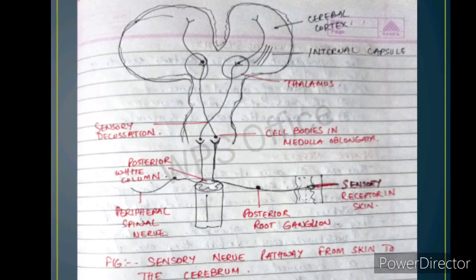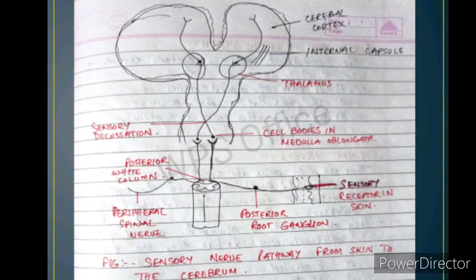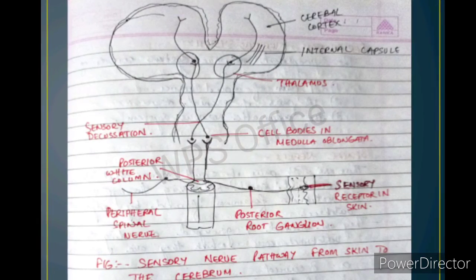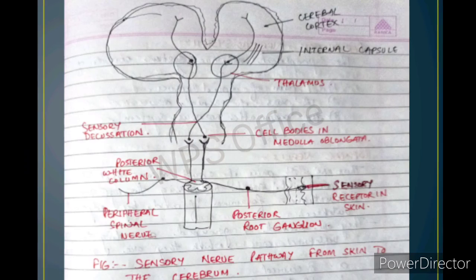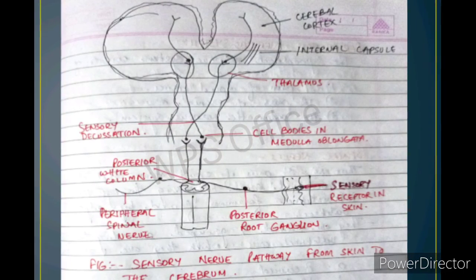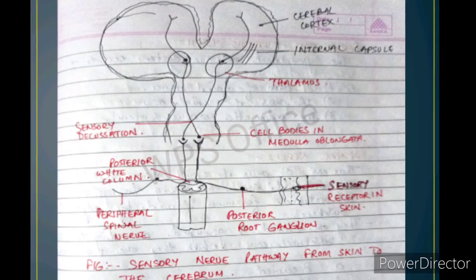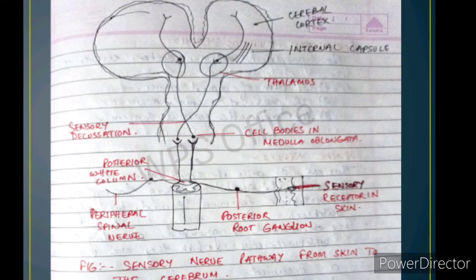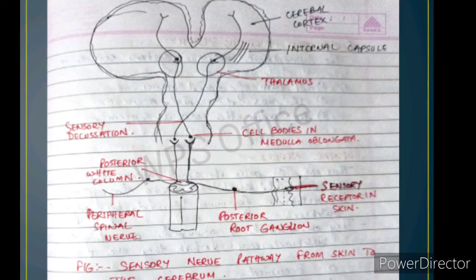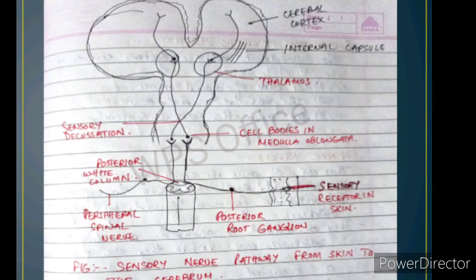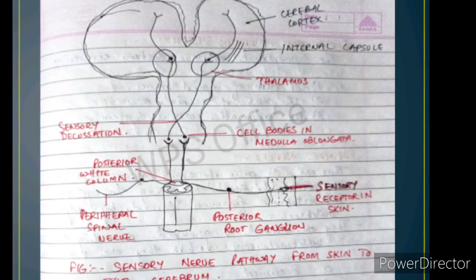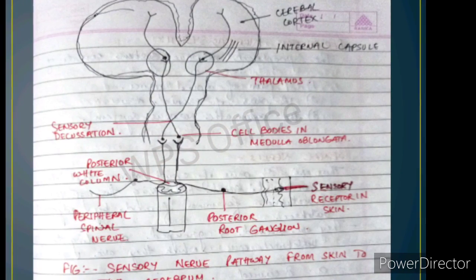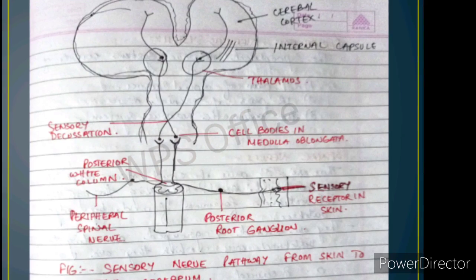The sensory receptor in the skin receives the impulse, and it goes to the posterior root ganglion. From the posterior root ganglion, it comes to the spinal cord. From the spinal cord, it goes to the medulla oblongata. From the medulla oblongata, it goes to the opposite side. That means sensory decussation takes place, and the nerve fiber goes to the opposite side. If the impulse is coming from the right side of the body, at the level of the medulla it crosses to the other side and reaches the left side of our brain. This is how the sensory nerve impulses are carried.